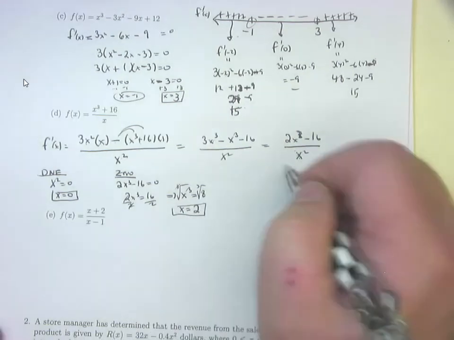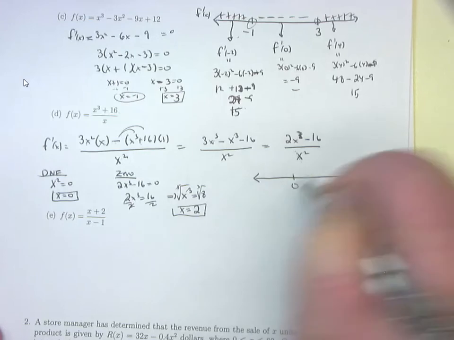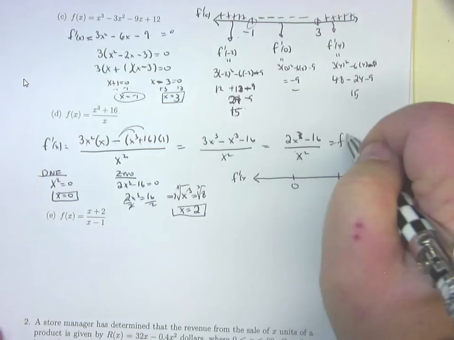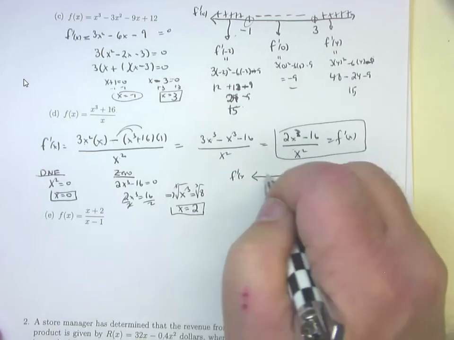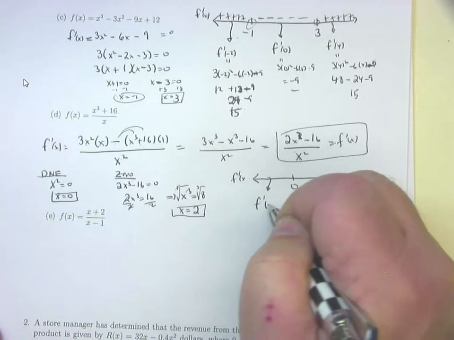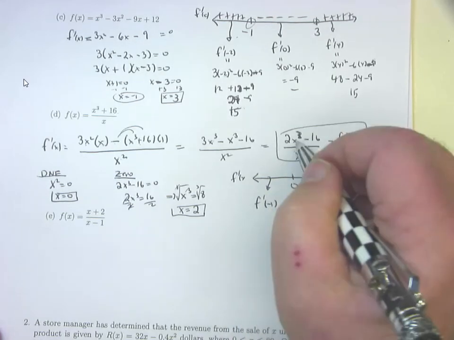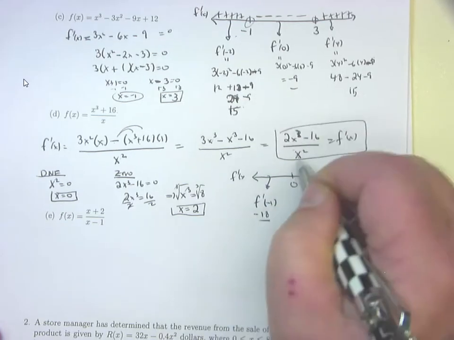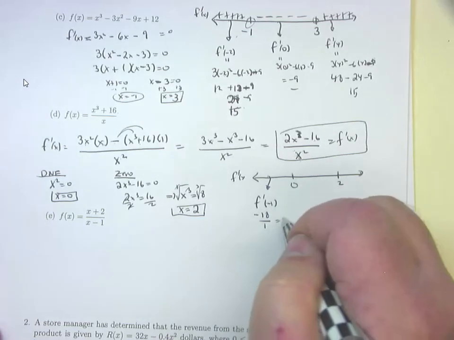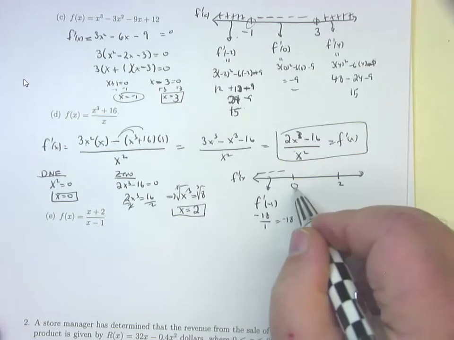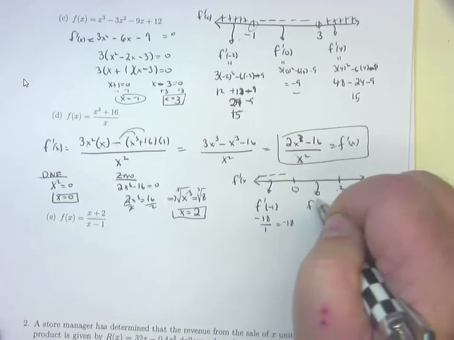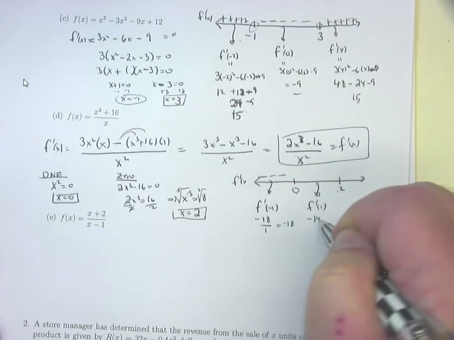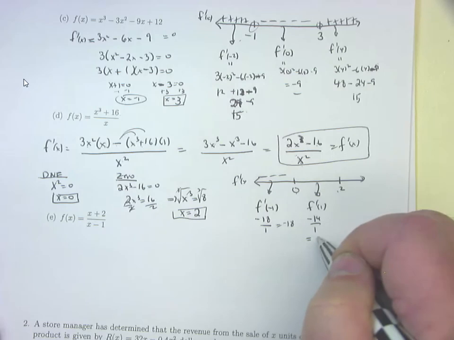So I got two numbers here. I have 0 and I've got 2. And this is my cleaned up version of my derivative right here. This is the guy I'm going to plug into. So, picking a point, just to go quickly here, I'm going to plug in -1. -1 cubed is -1 times 2 is -2, minus 16 is -18 over -1 squared is 1. That's -18. It's negative. Pick a point between 0 and 2. You know which one I'm going to use. 1. Plugging in 1, 1 cubed is 1 times 2 is 2, 2 minus 16 is -14 over 1, which makes it -14.